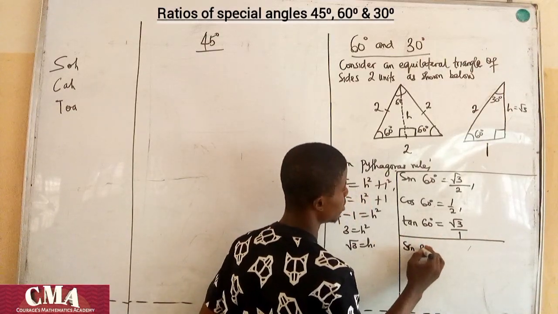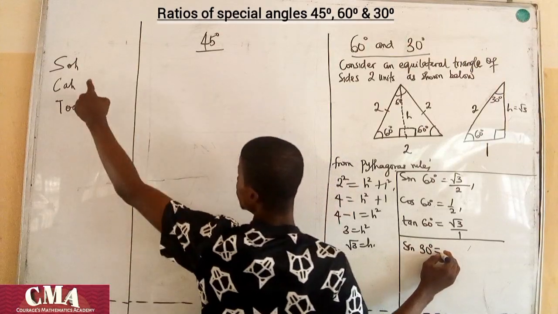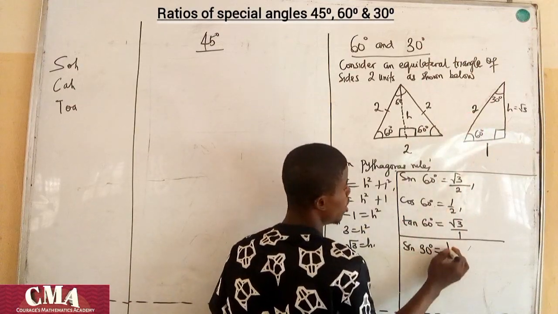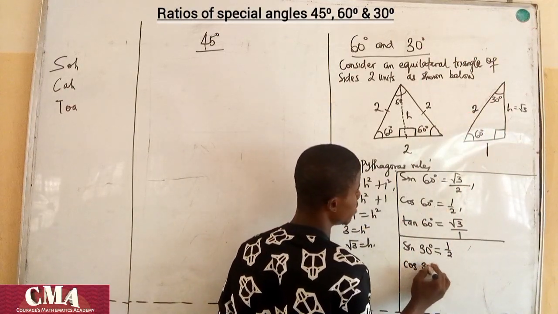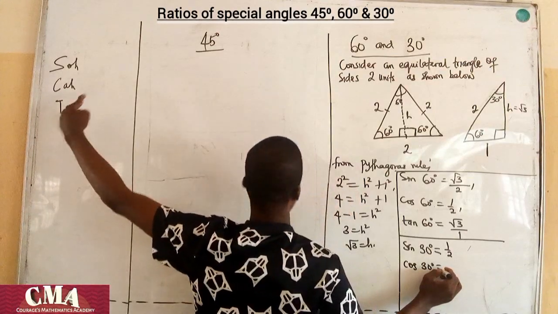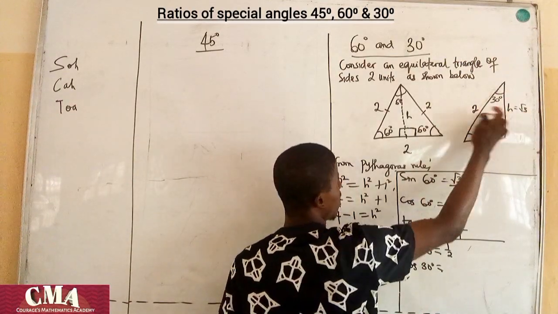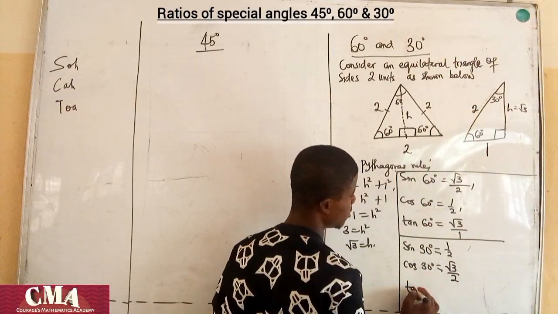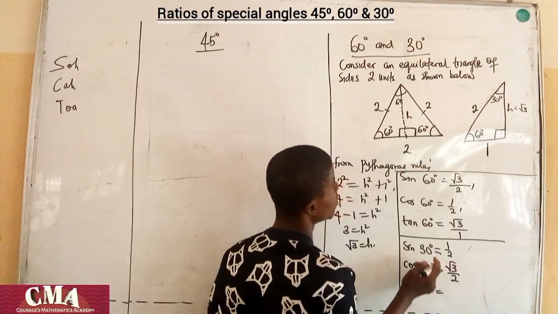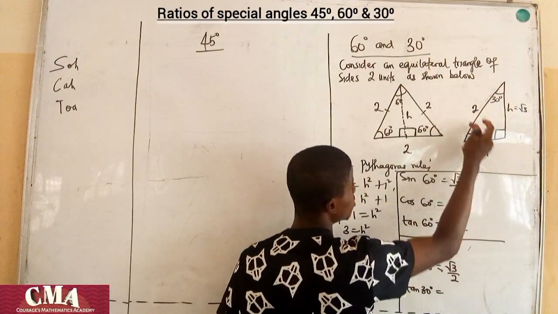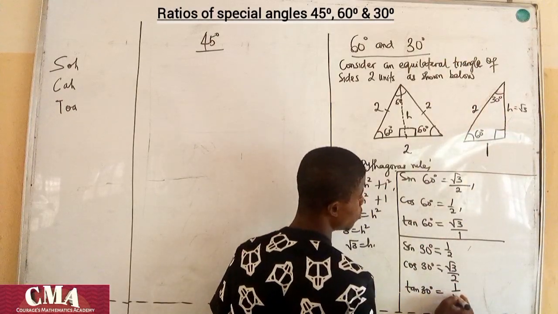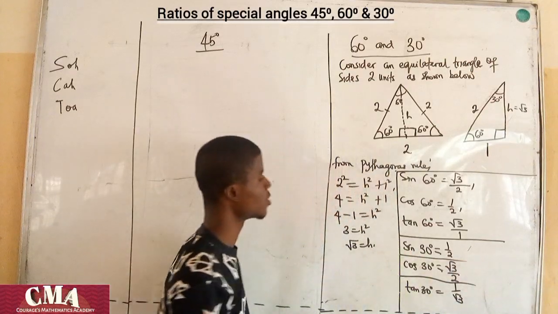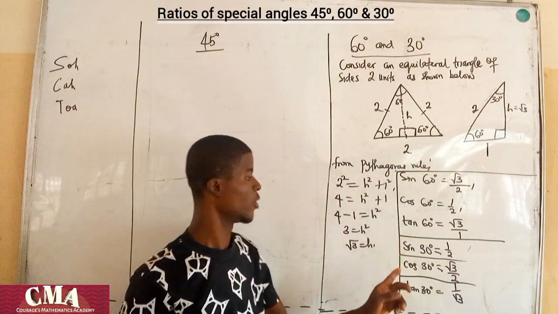Now, what about 30 degrees? For sin 30 degrees, we have opposite over hypotenuse. This is 30. So opposite it is 1, hypotenuse is 2. 1/2. For cos 30 degrees, we have adjacent over hypotenuse. That's root 3/2. For tan 30, tan is opposite over adjacent. 1 over root 3. So these are the ratios of the special angles, 60 degrees and 30 degrees.